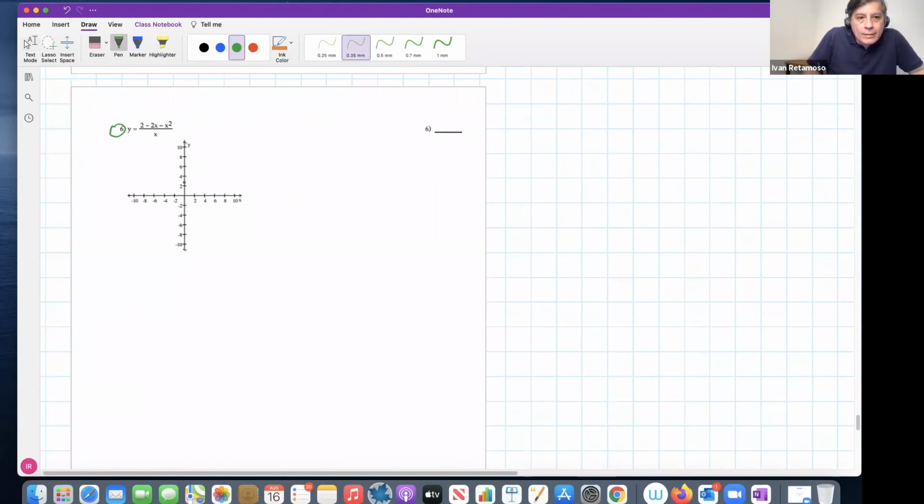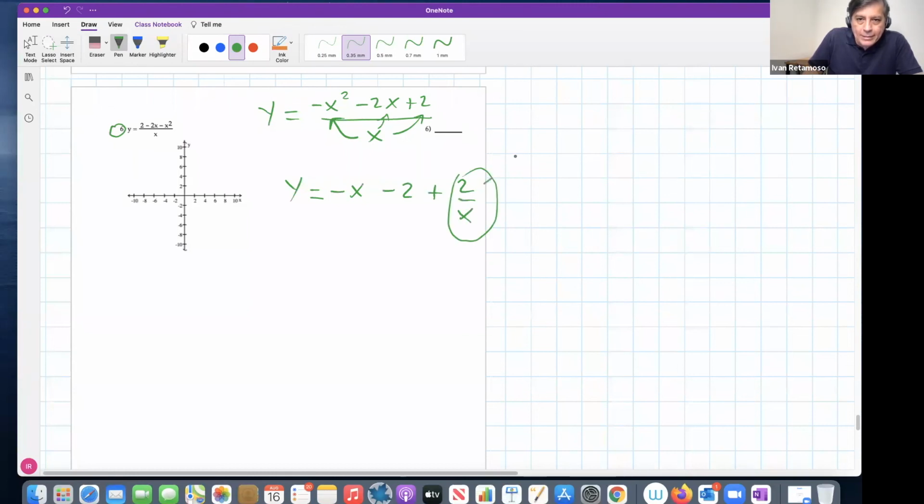Can you figure out the graph of this function? I will give you the hint. This is minus x squared minus 2x plus 2 written in an organized way. And then dividing each of these. We don't need to do long division because the divisor is very simple. This is minus x minus 2 plus 2 over x. Remember, the remainder goes to 0 in the limit, right? So this is going to be your slant asymptote.